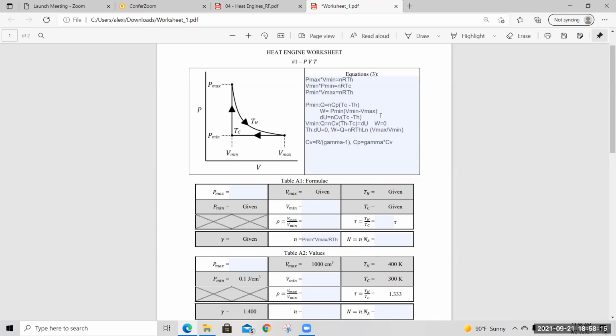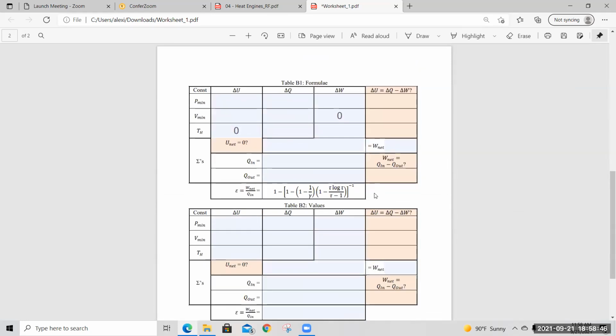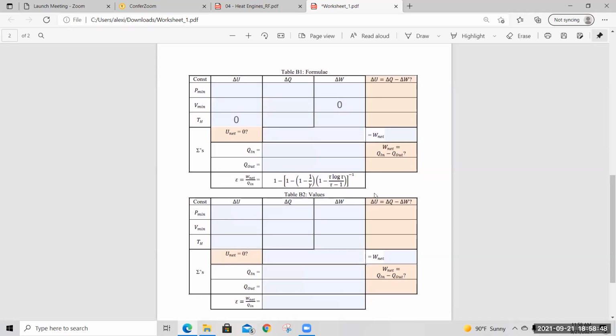Cv is given in terms of what is known, R over gamma minus 1, times the final temperature, which is TC, minus the initial temperature, which is TH. All of them are given at this point. So the only things unknown in this delta U are N and Cv. If I sub the value of N from what I just found and sub the value of Cv from the last line of equation 3, we can find delta U. Go back into the table, please, the second page. So now the first cell in table B1 is known because of that.